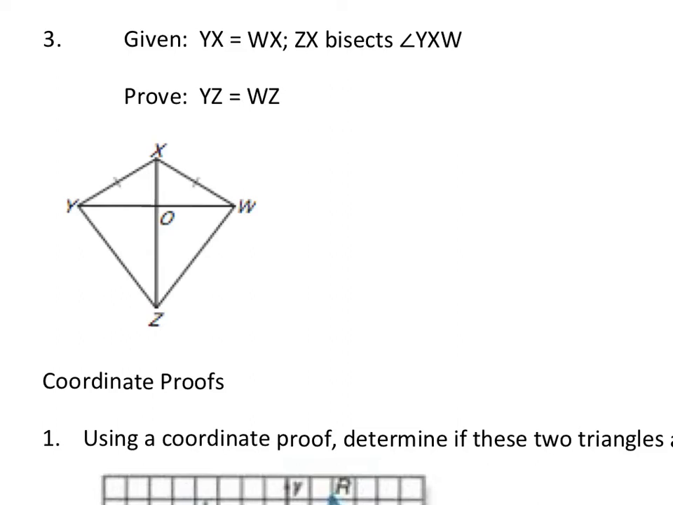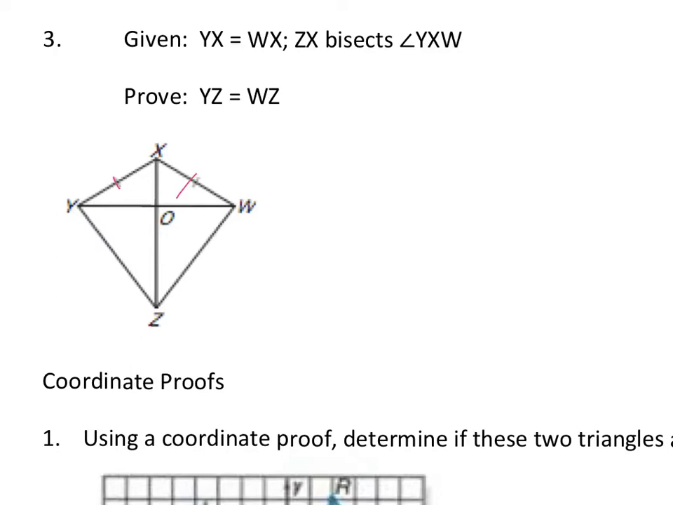Okay, let's look at our third proof here in section 4 of our congruent triangle chapter. We are given that YX is equal to WX, and as you can see that's marked in our picture. ZX bisects angle X, or angle YXW. So this bisects this top angle. Kind of looks like a kite there.